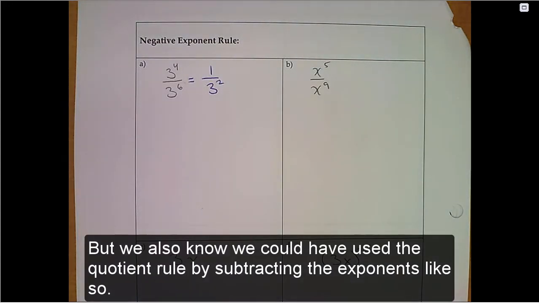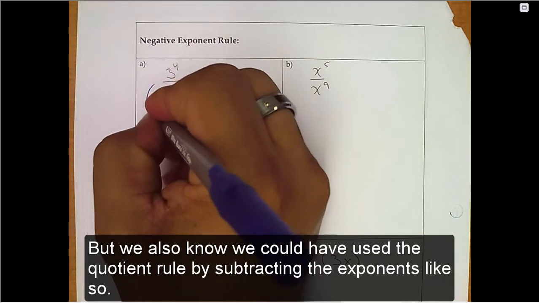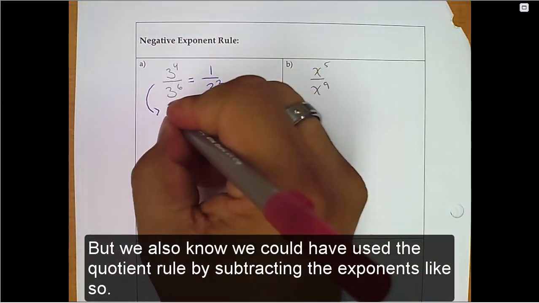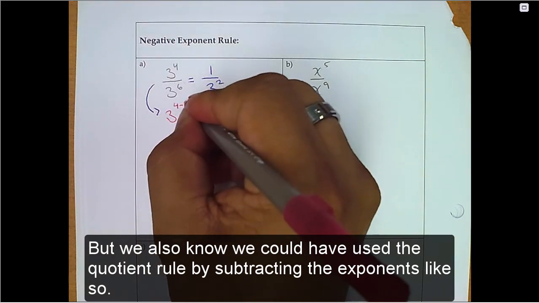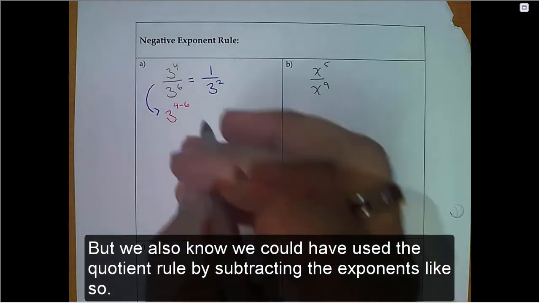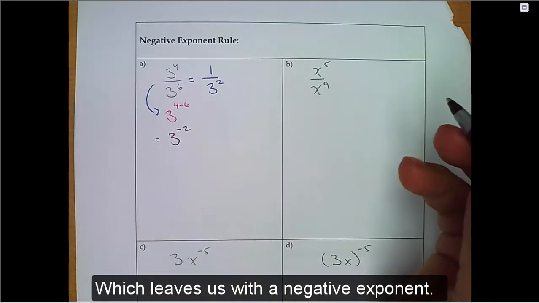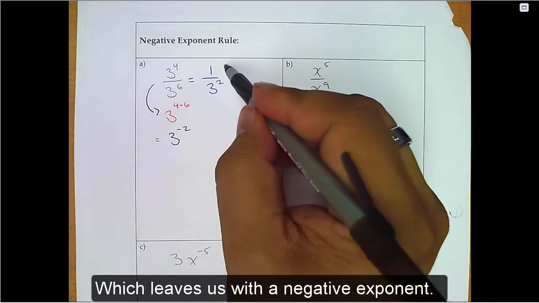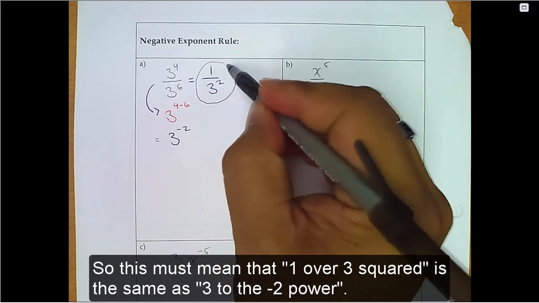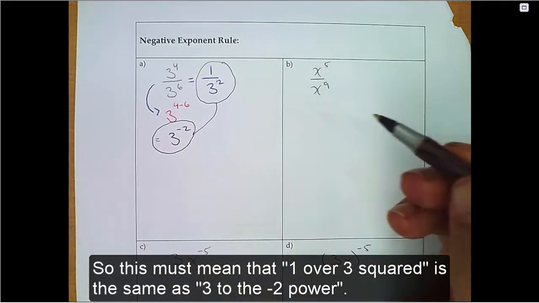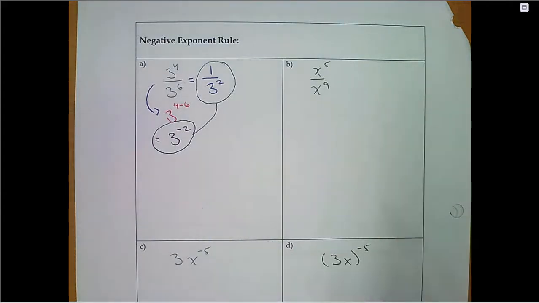But we also know we could have used the quotient rule by subtracting the exponents like so. Which leaves us with a negative exponent. So this must mean that 1 over 3 squared is the same as 3 to the negative 2nd power.